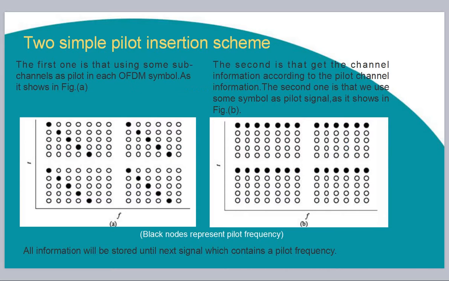Here are two simple pilot insertion schemes. The first one is using some sub-channels as pilots in each OFDM symbol. This is the first method. The second is that we use some symbols as pilot signals, as shown in figure B. The black nodes represent pilot frequencies.